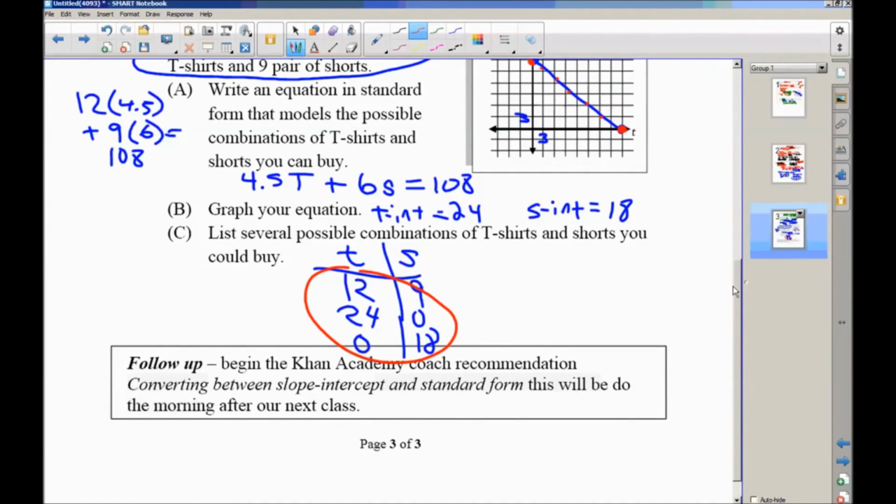Okay. All right, so for follow-up, begin the Khan Academy coach's recommendation on converting between slope, intercept, and standard form. It's what we did for most of these notes. This will be due the morning after class, so I really suggest you get started on it. Hopefully finish it if you understood the notes, but if you're having trouble on it, you can watch the Khan Academy video or come back and watch this video again. I'll see you in class next time.